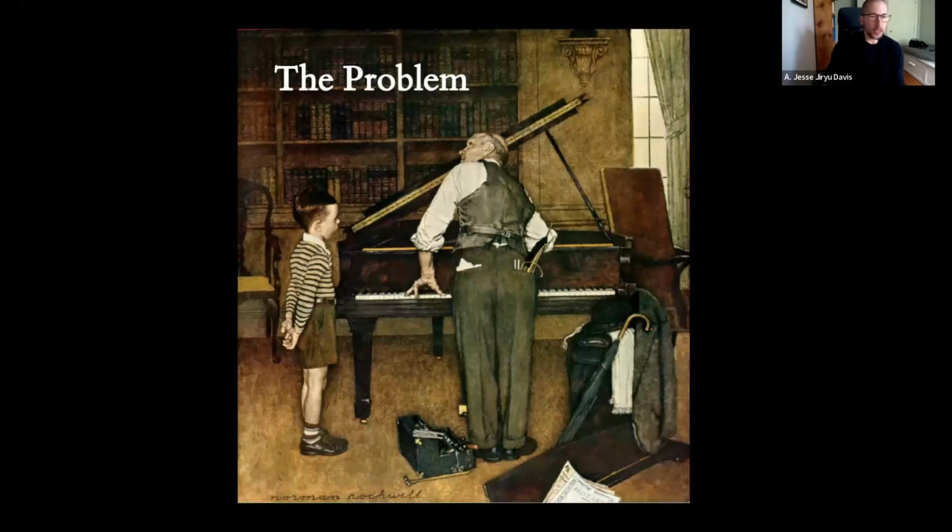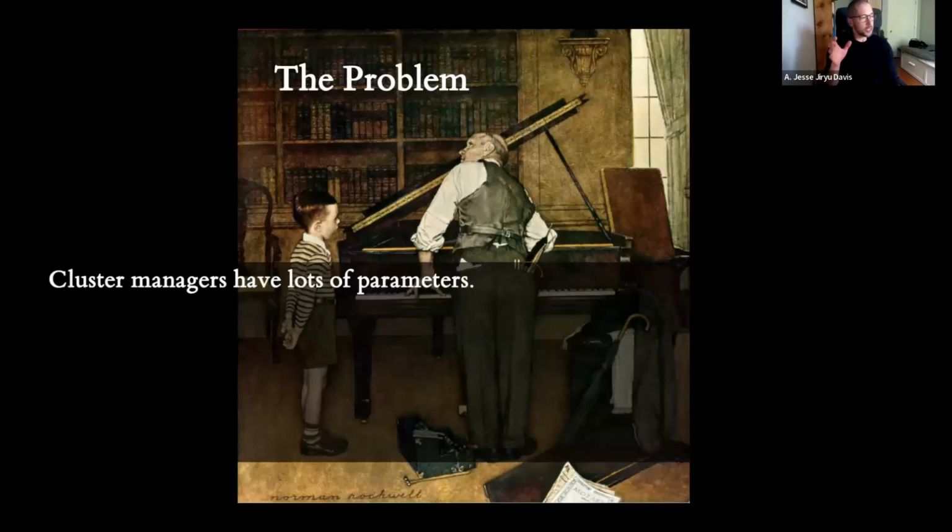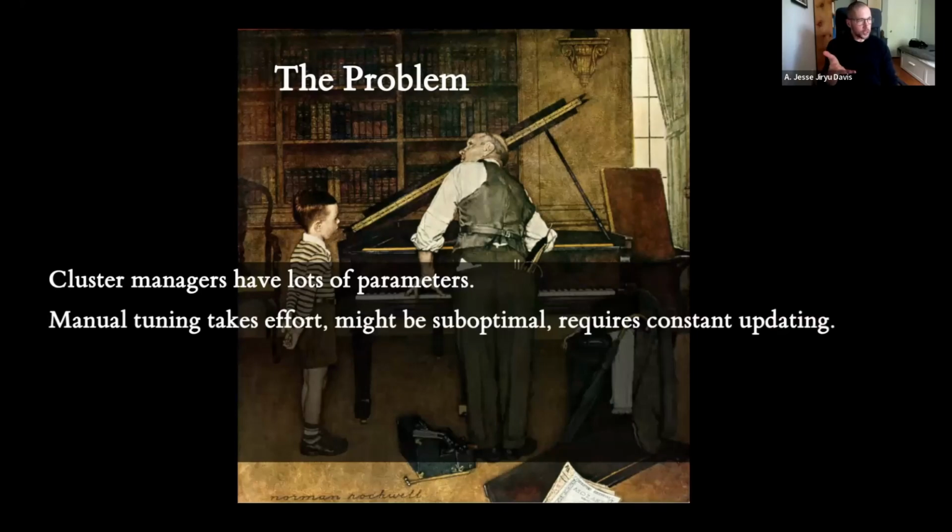So the problem that we're trying to solve is that cluster managers have lots of parameters. So this is like Kubernetes or whatever the software that is managing your cluster of services, and there are tuning parameters for scaling and memory and CPU management, and manually tuning all of these takes a lot of effort. You might not reach the optimal values, and you have to constantly update it because circumstances are changing. The workload is changing or something else is changing over time.